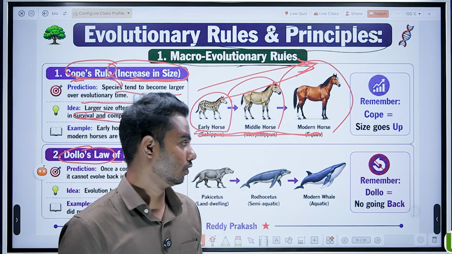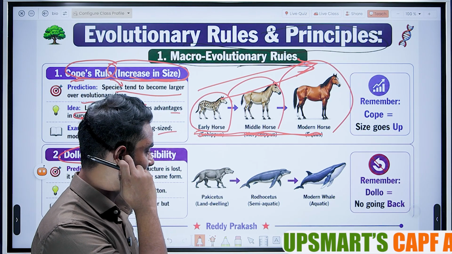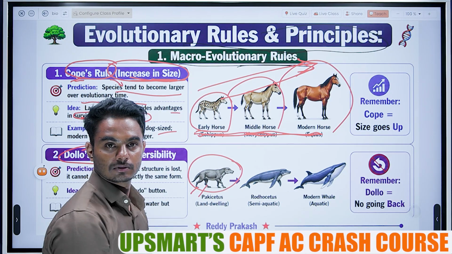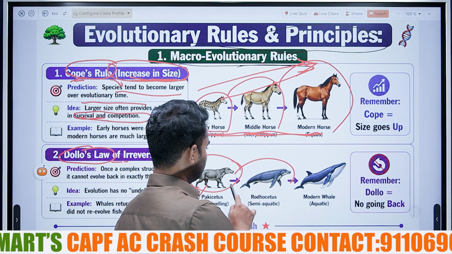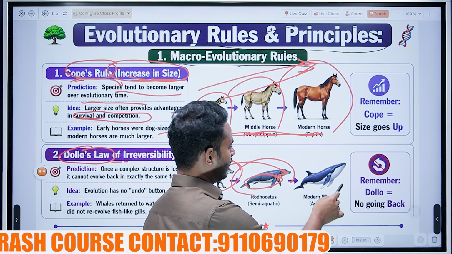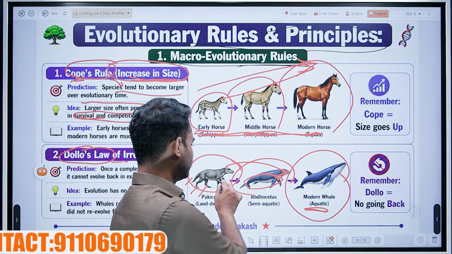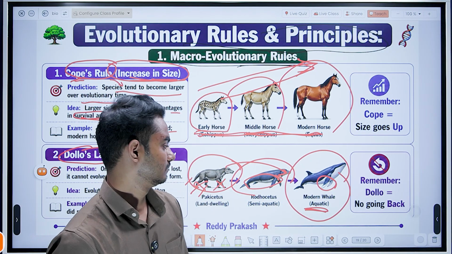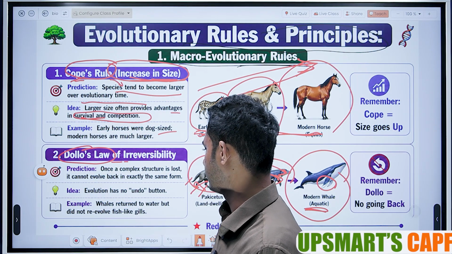Okay. Next is Dollo's law. Now you see this. Earlier the whales used to live on land like this. It used to have legs, it used to have a tail and everything. Then semi-aquatic, similar face but semi-aquatic. Then it became a complete modern whale, completely aquatic. Now the legs are gone. Does it have gills like that?